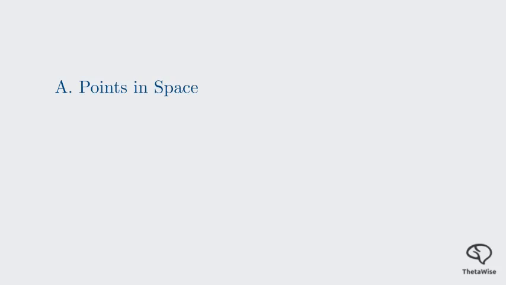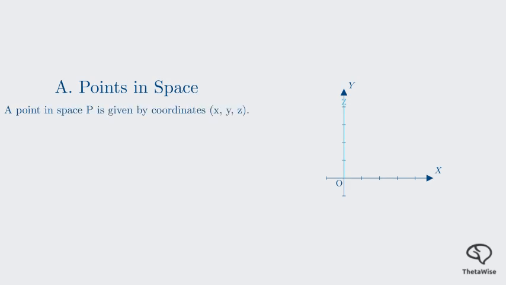To describe the location of any point in space, we need a system. Imagine extending the 2D coordinate plane we're familiar with. We do this by adding a third axis, which we call the z-axis. This axis is perpendicular to both the x and y axes at the origin. Now, any point in space can be uniquely identified by its position along each of these three axes. We represent this with an ordered triple. This ordered triple is in the form x, y, z. It tells us how far to move from the origin in the x, y, and z directions, respectively.